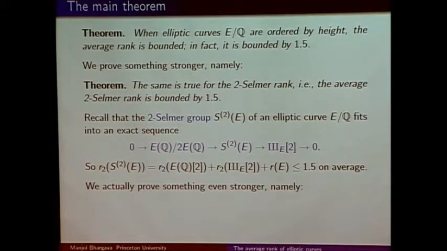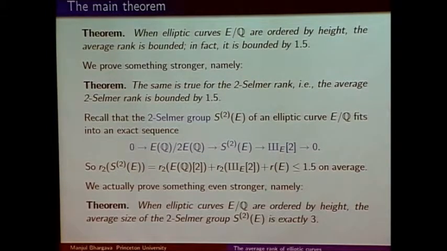Okay, so actually we proved something stronger. Namely that when elliptic curves E over Q are ordered by height, the average size of the 2-Selmer group is exactly 3. So that's actually the result that's proven. And you can think of why that implies the result on rank, because the average size of the 2-Selmer group is 3. It's never exactly 3. It's always a power of 2, right? But on average, it's 3.